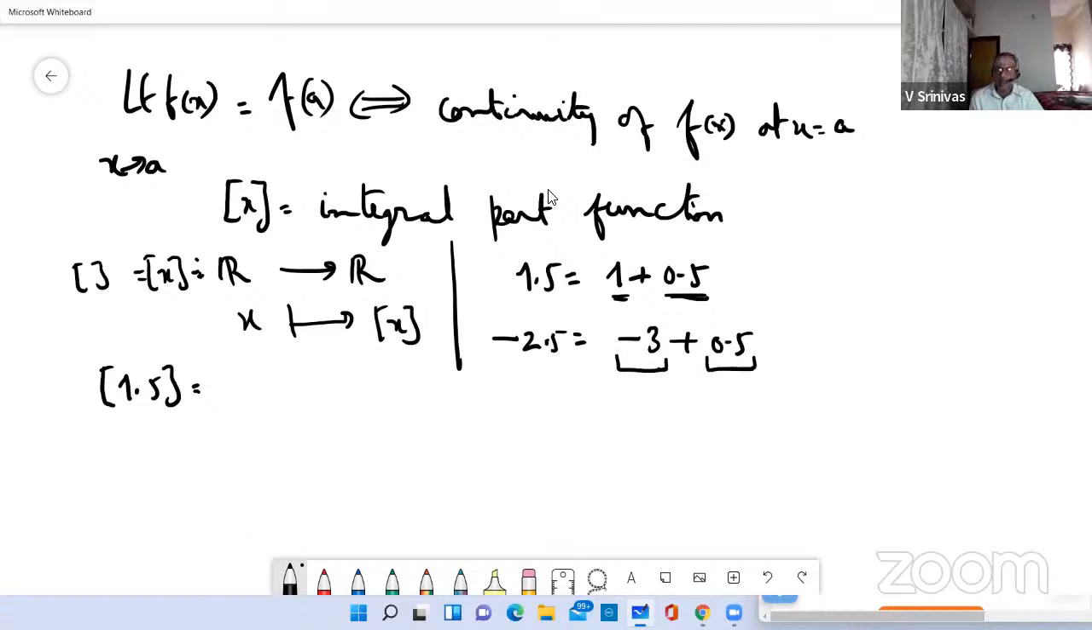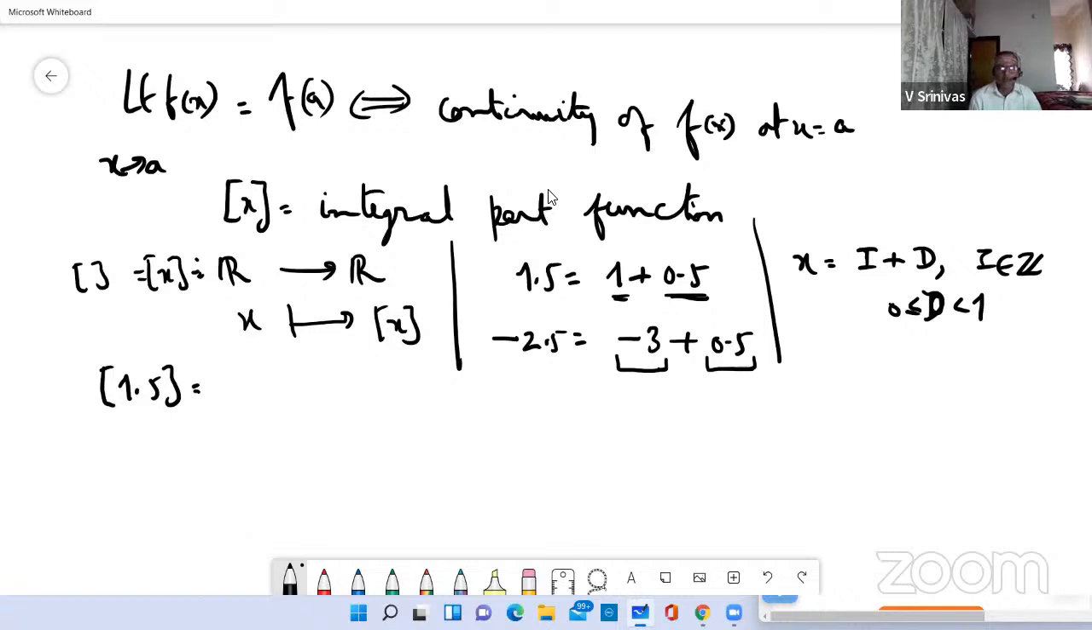This is decimal part. If you write a real number as some capital I plus some d, where d lies between 0 and 1, and this I is an integer, then we say d is the decimal part and capital I is the integral part. So for this, the decimal part is 0.5, the integral part is minus 3. That's how you define integral part.